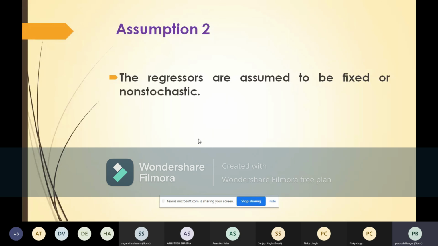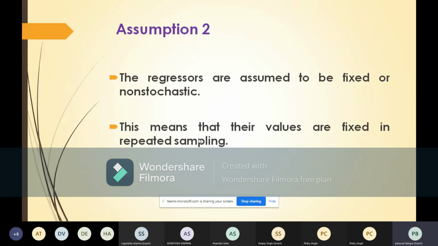So it will be assumed that the independent variables are fixed. This means that their values are fixed in repeated sampling. If you are using different data sets, and you are using that particular day in your data set, then your value should be fixed. It should not be changed any more.